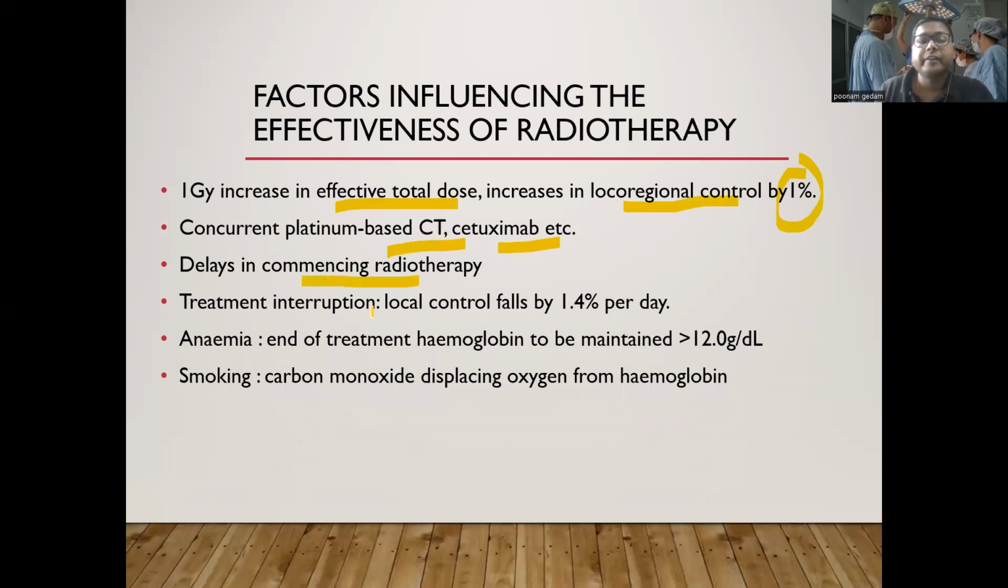Delays in commencing radiotherapy and treatment interruptions: local control falls by 4.4% per day. This is very important. Anemia: at the end of the treatment, hemoglobin is to be maintained at more than 12 grams per deciliter. So before sending the patient for radiotherapy, we get all the basic routine investigations done. Smoking: carbon monoxide displaces oxygen from the hemoglobin.